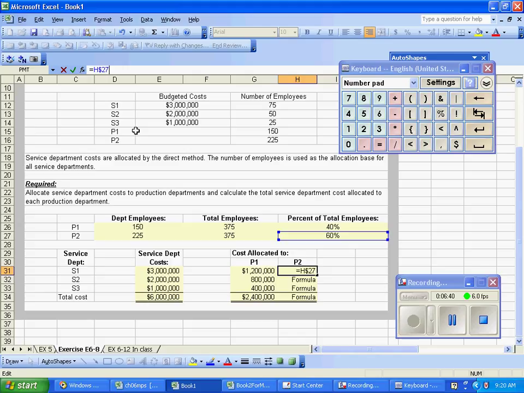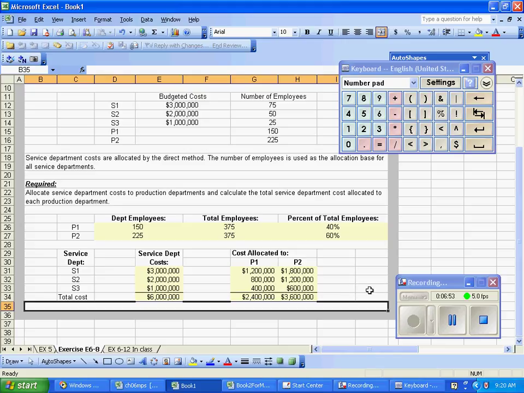And that's going to be times 3 million, and times 2 million, and times 1 million. So we get 3.6 million. Okay.